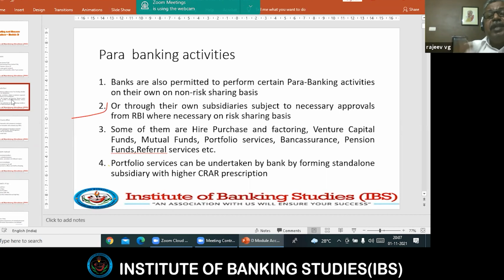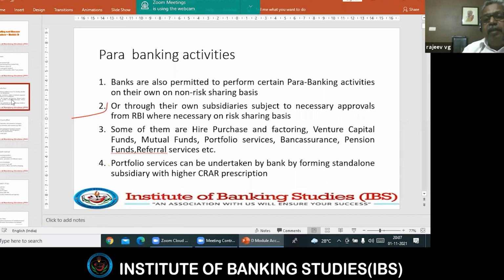What are all the items that are coming under para-banking activity? It is hire purchase. Hire purchase, you know, that is financing vehicles, financing equipments, etc. For that hire purchase scheme is there. Mostly NBFCs are doing hire purchase. Then factoring is done. Factoring is the collection of or financing the receivables or sundry debtors.